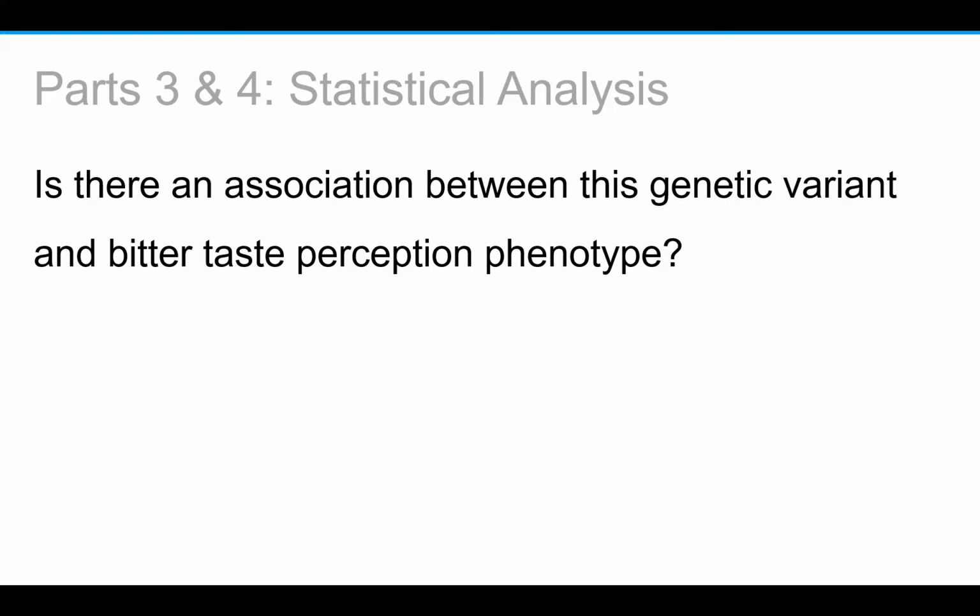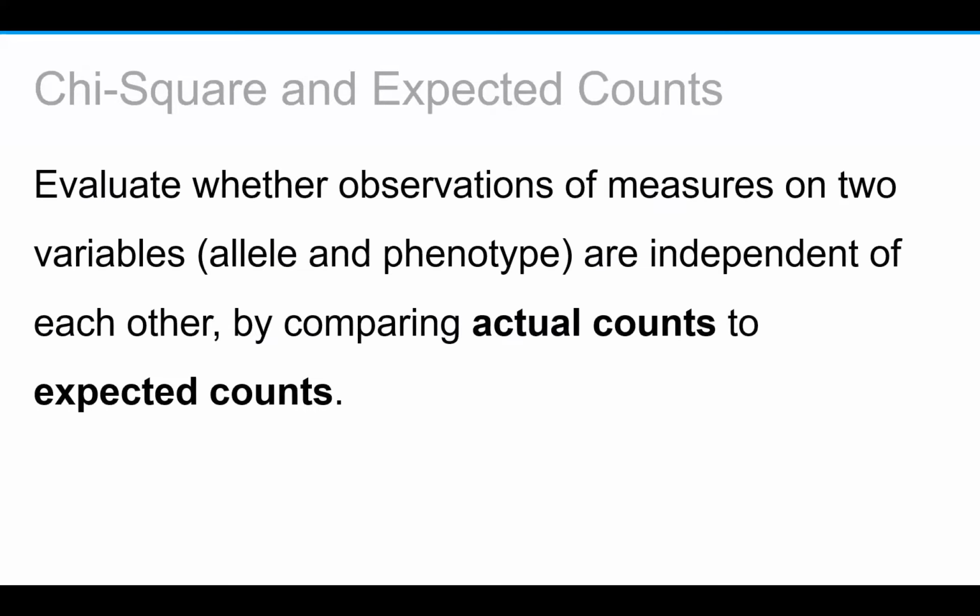So in parts 3 and 4 of the activity, students will set up and perform a statistical test called a Pearson's chi-square test of independence. You may be familiar with chi-square tests in other contexts, such as Hardy-Weinberg. This activity uses the same test and concepts, just with a different application. In this activity, the chi-square test is used to evaluate whether observations of measures on two variables, in this case allele and phenotype, are independent of each other by comparing actual counts to expected counts.